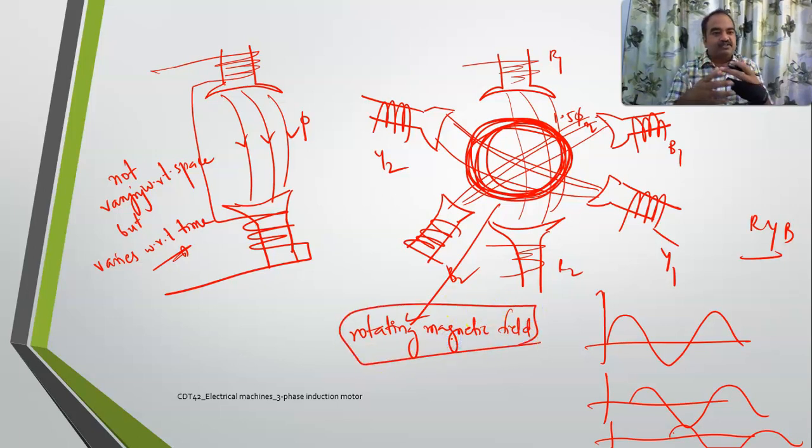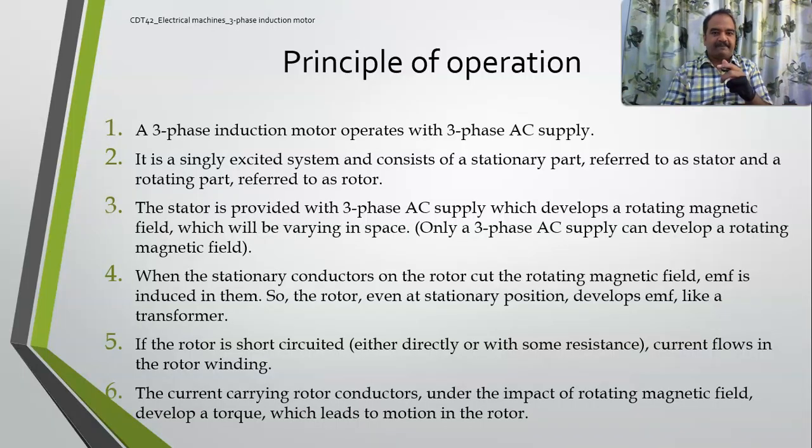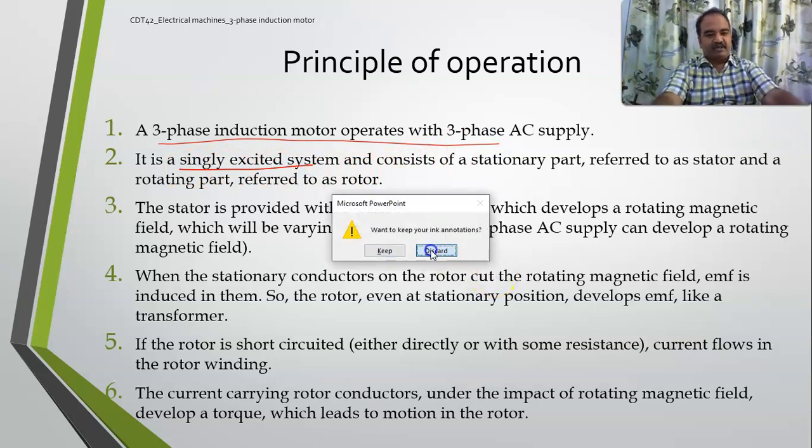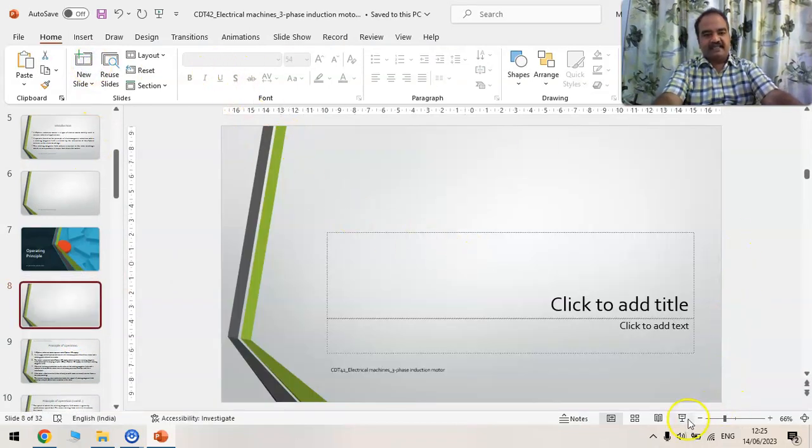Now, what are the advantages of this rotating magnetic field? A three-phase induction motor utilizes this concept of rotating magnetic fields. I will show you how a rotating magnetic field is advantageous for me. We will move on to the operating principle now. See, a three-phase induction motor operates with a three-phase AC supply. It is a singly excited system. But before going for this, let me take one more empty slide and explain to you again what actually happens in a three-phase induction motor.